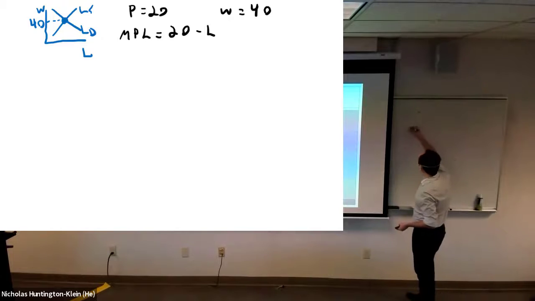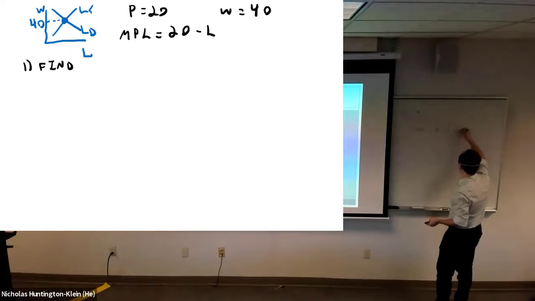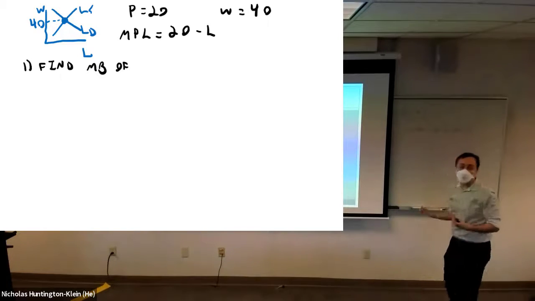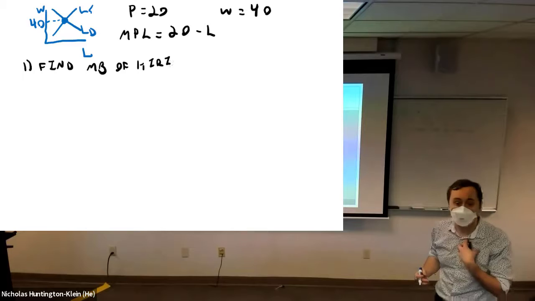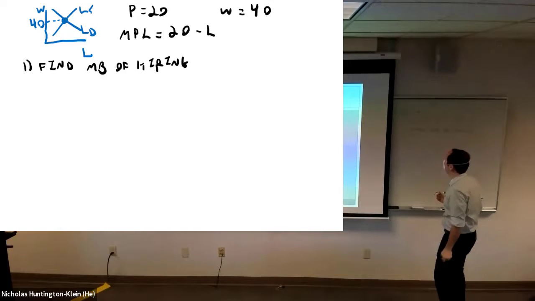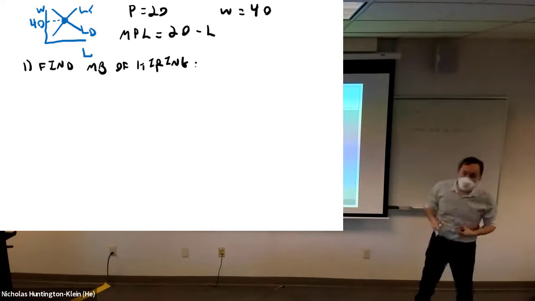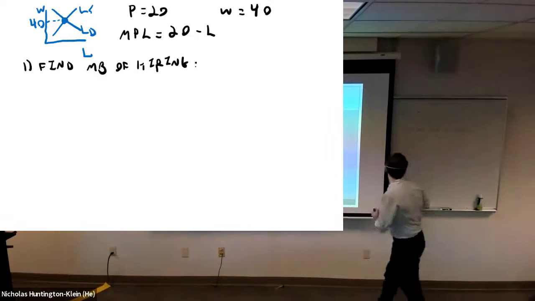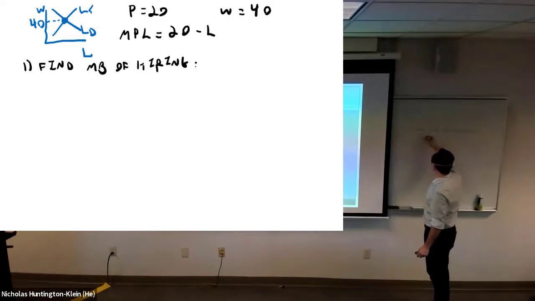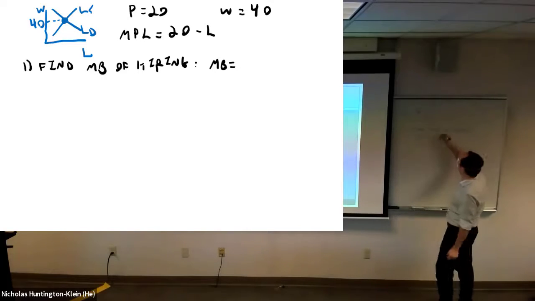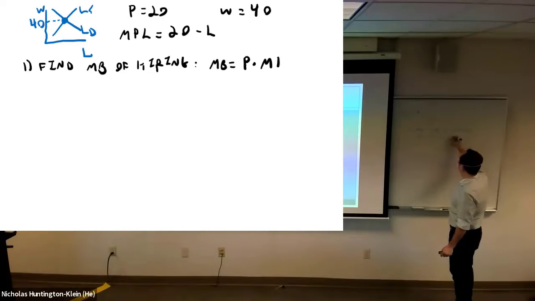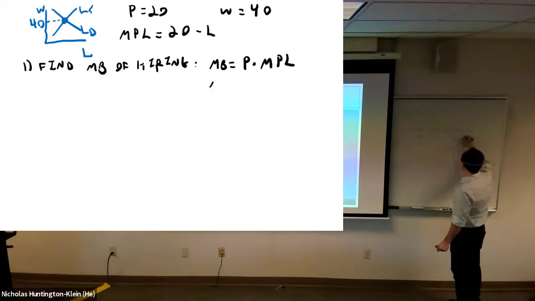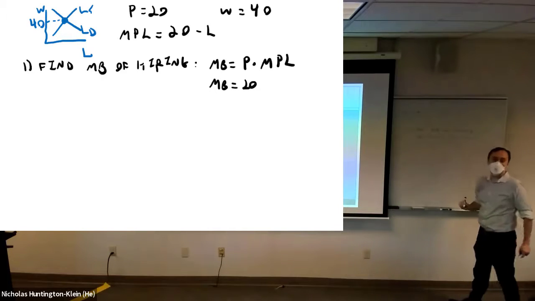Well, step number one, we're going to want to find the marginal benefit of hiring, which is going to be what that person brings into us in terms of revenue. So what's that going to be? Well, every time we hire a person, the Lth person that we hire makes this many additional units for us, and we can sell each of those units for 20. So the marginal benefit is always going to be the price of the good that we sell times the marginal product of labor, which here is 20 times 20 minus L.